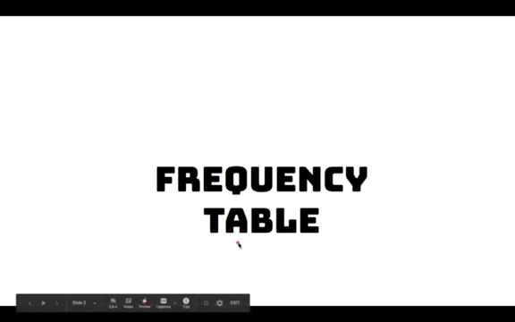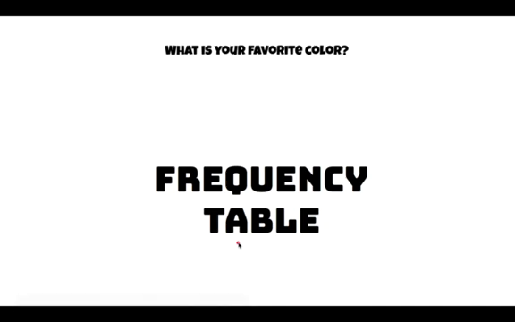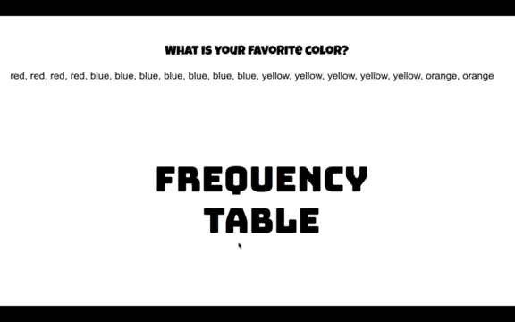So for example, let's say that I went around and I asked my friends and classmates what their favorite color was. And I gathered data. And let's say these were the responses that they got. Some said red, some said blue, some said yellow, some said orange. How could I organize that?